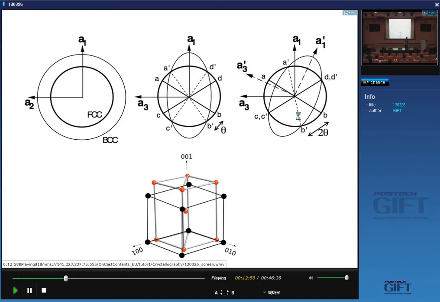So that used to be a sphere, and when you do the Bain strain on it, it becomes an ellipsoid of revolution about Z. So this circle changes into this ellipsoid.